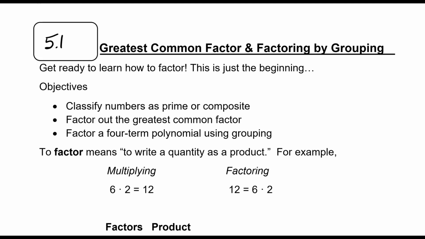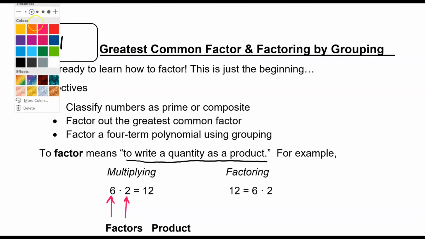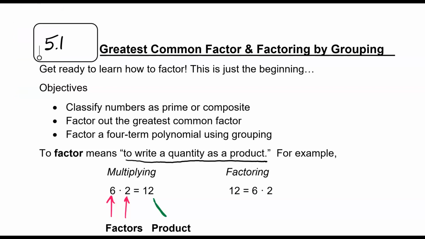So we're going to classify numbers as prime or composite, factor out the greatest common factor, and factor a four-term polynomial using grouping. To factor means to write a quantity as a product. For example, if you have 6 times 2, 6 and 2 are considered to be the factors, and the product is 12. When we multiply the factors 6 and 2 together, we get the product 12.